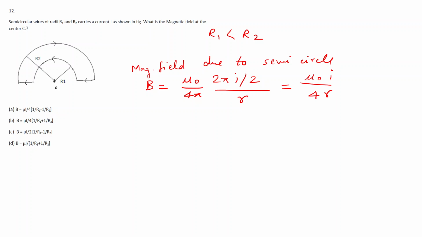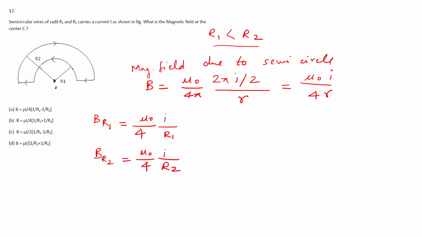This is the resultant formula. So the magnetic field due to R1 radius, its value will be mu naught over 4, we are talking about I over R1. So the R1 is actually capital R1, I should write this also capital. And the magnetic field due to R2 will be mu naught over 4 I over R2.